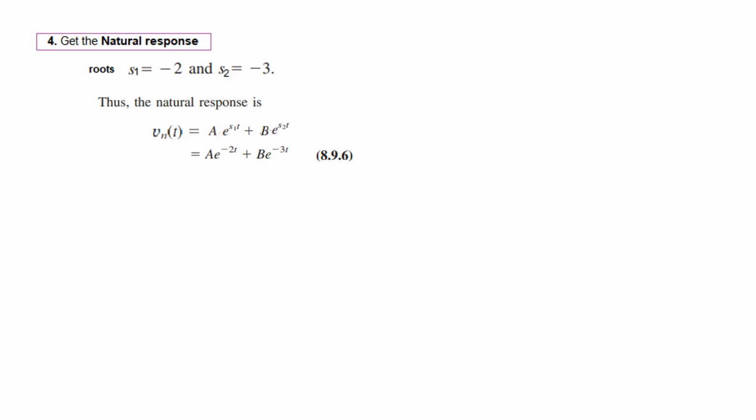Okay, now we get the natural response. We have the two roots, so we can write the natural response. This formula we'll use: V natural is A e to the power S1 t plus B e to the power S2 t, and putting in the values of S1 and S2. So this is the natural response. But here A and B are unknown, so we'll find A and B later on.